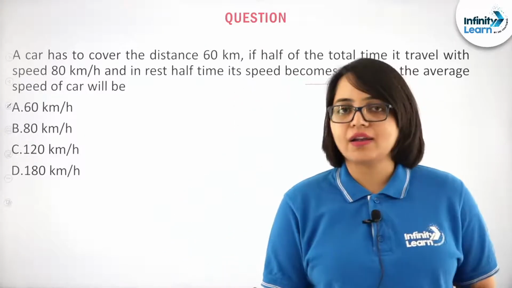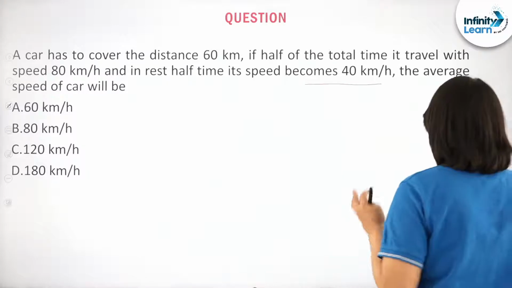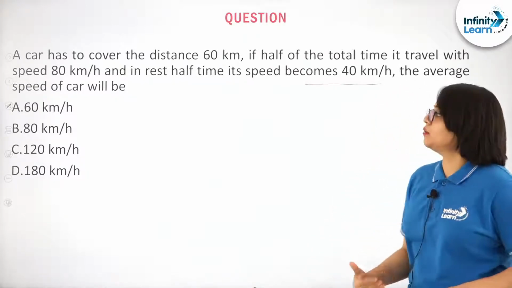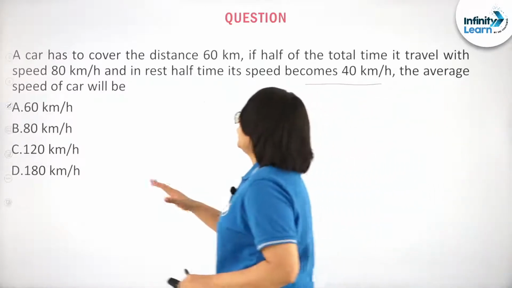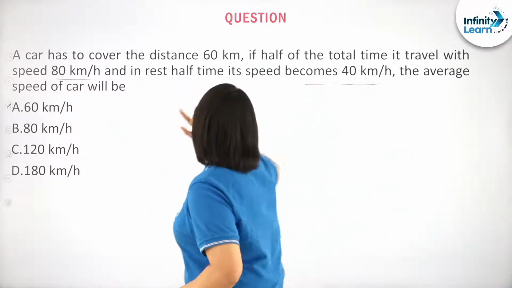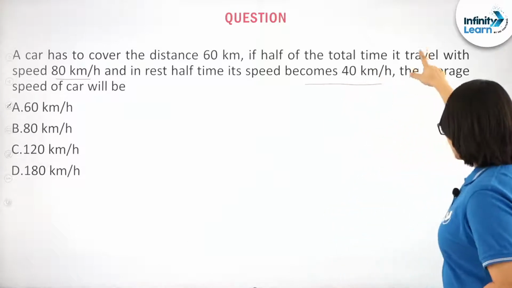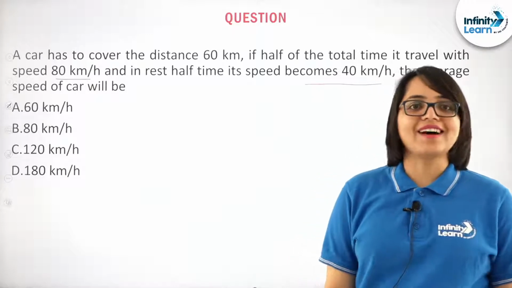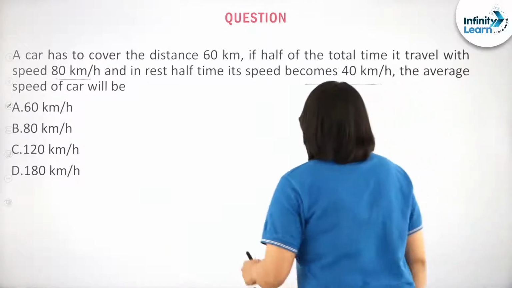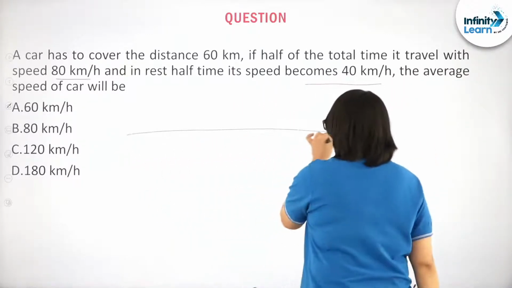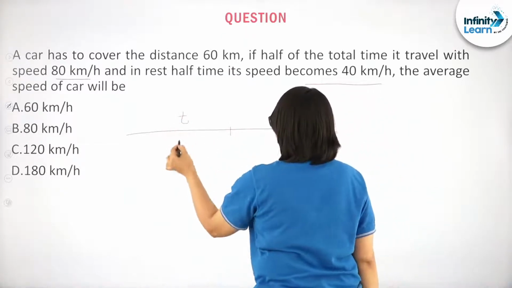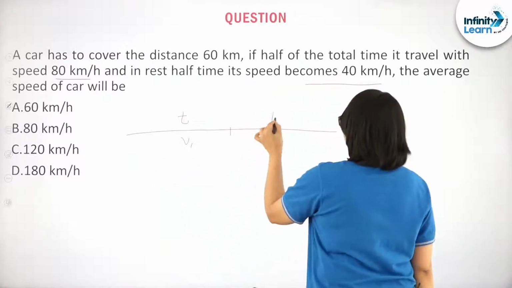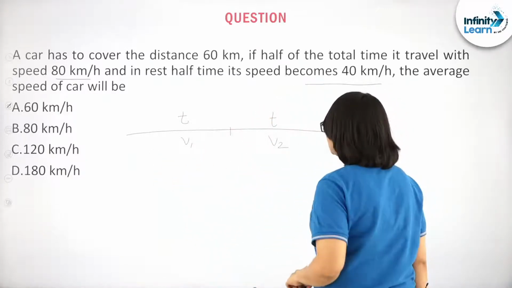We have a car, it is covering a distance of 60 kilometer. It takes total time, let's say 2t. So in t time it is traveling with a speed of 80 kilometer per hour, and in another t time it is traveling with the speed of 40 kilometer per hour. So what will be the average speed of this car? ठीक है, so let's say this is the total path length. In t time the speed of the car is v1, and in the next t time the speed of the car is v2, है ना?